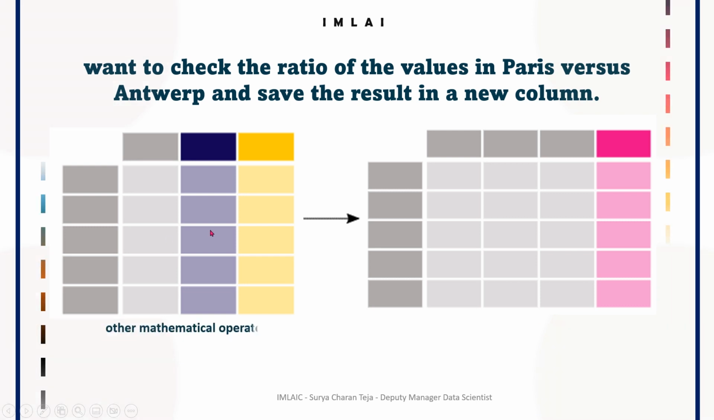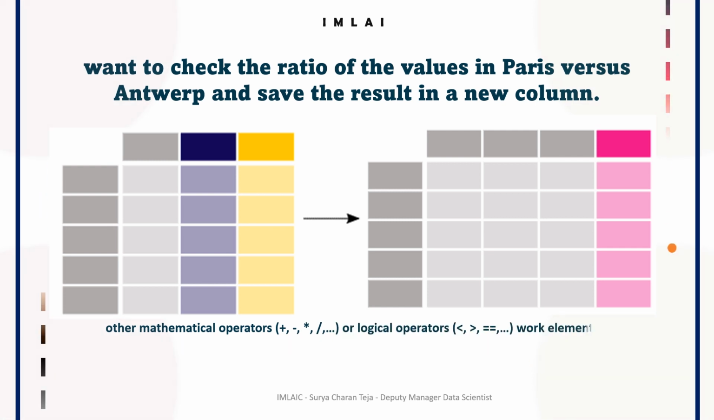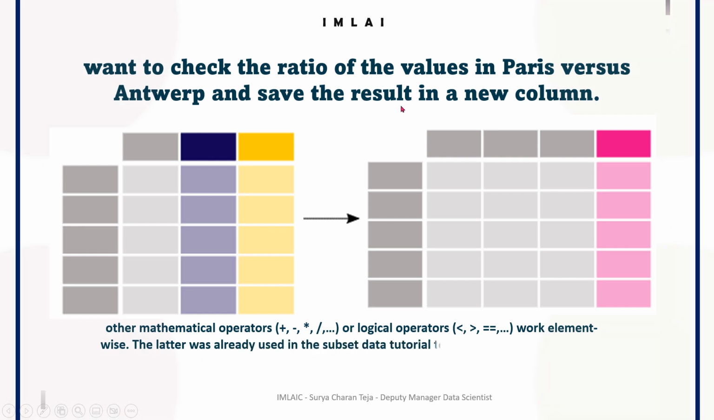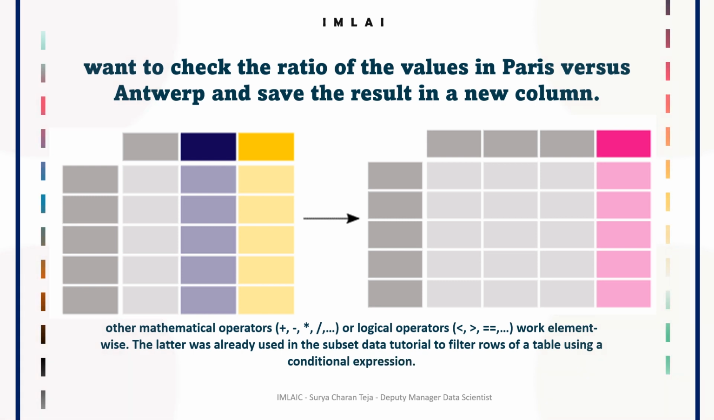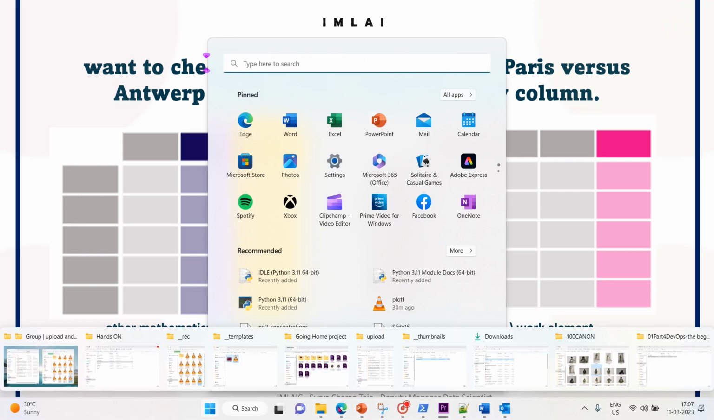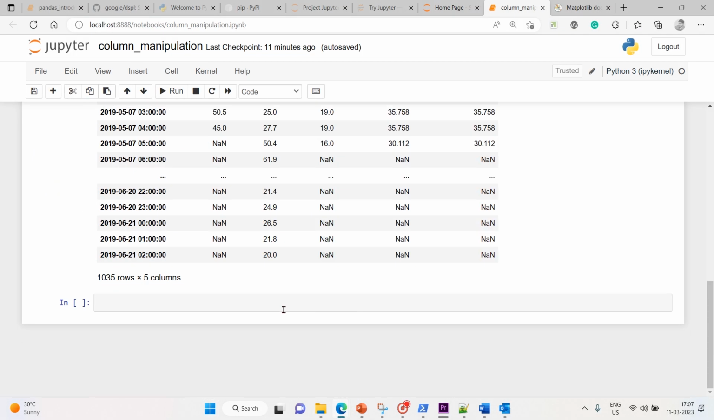so other mathematical operators such as plus, minus, multiplication, division and many more, and logical operators work element wise, as was already used in the subset data tutorial that we discussed earlier to filter rows of a table using a conditional expression, and all can be applicable here also. So let's get into the notebook editor, and let's do the required.